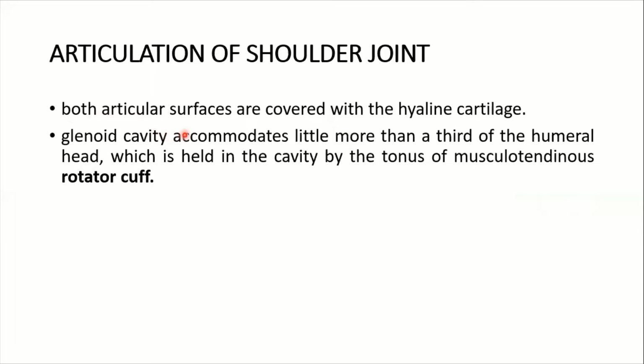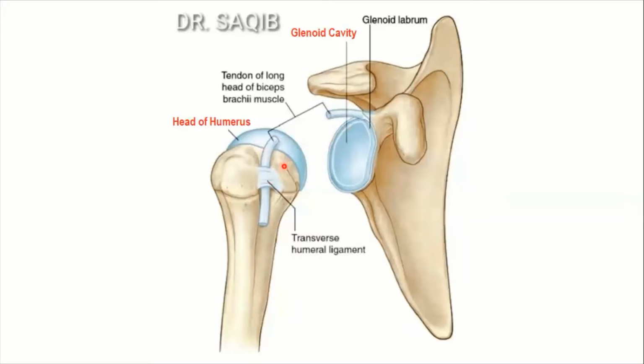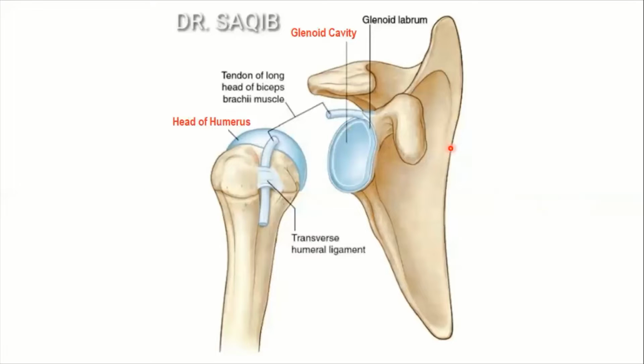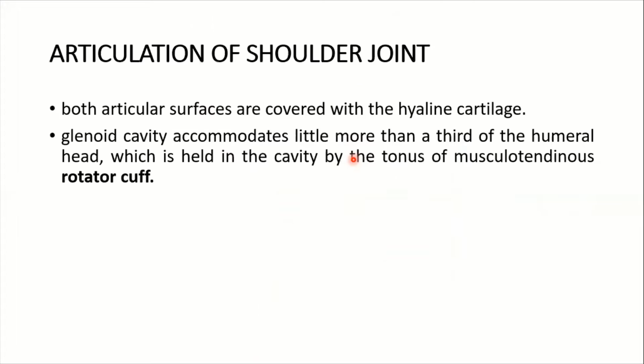So both articular surfaces are covered with hyaline cartilage. The glenoid cavity accommodates little more than a third of the humeral head, which is held in the cavity by the tonus of the musculotendinous rotator cuff. So another concept: as the cavity is shallow, and this is the glenoid labrum, this shallow cavity accommodates this larger head, and this hold is assisted by the rotator cuff.